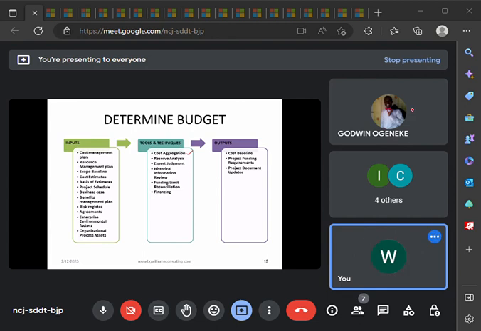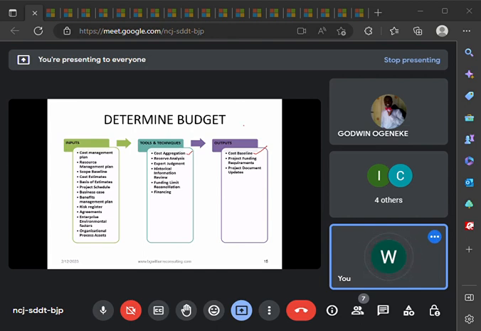And that budget will produce what we refer to as what? Your cost baseline, which will now become the approved cost for the project. And it will become the cost that everybody will use to measure if they are spending wisely or spending wrongly. That is what determine budget.